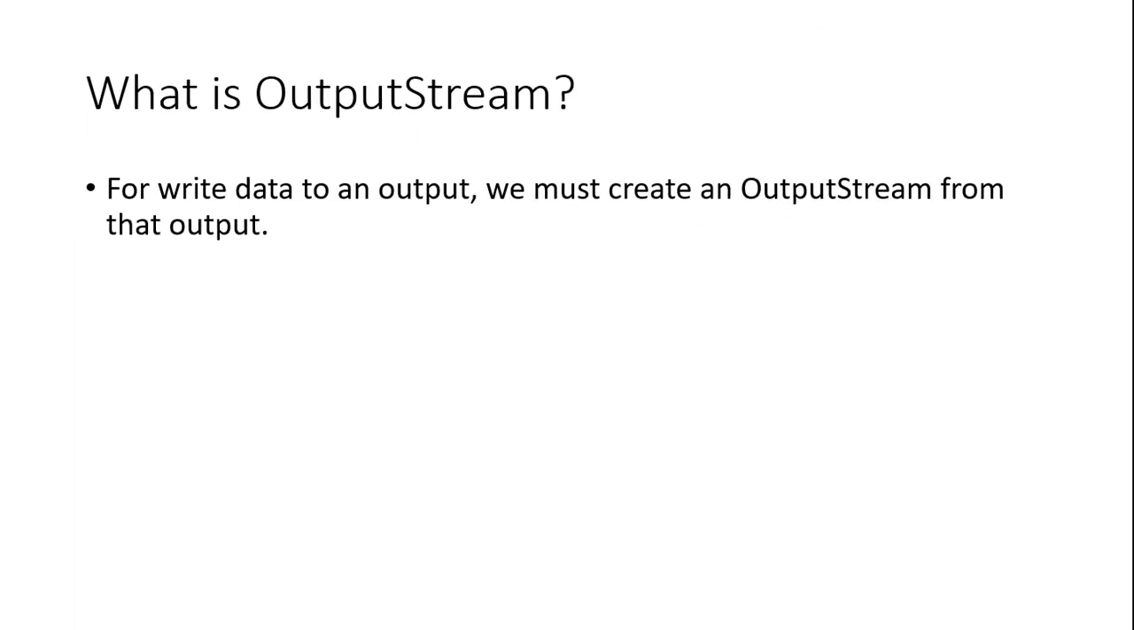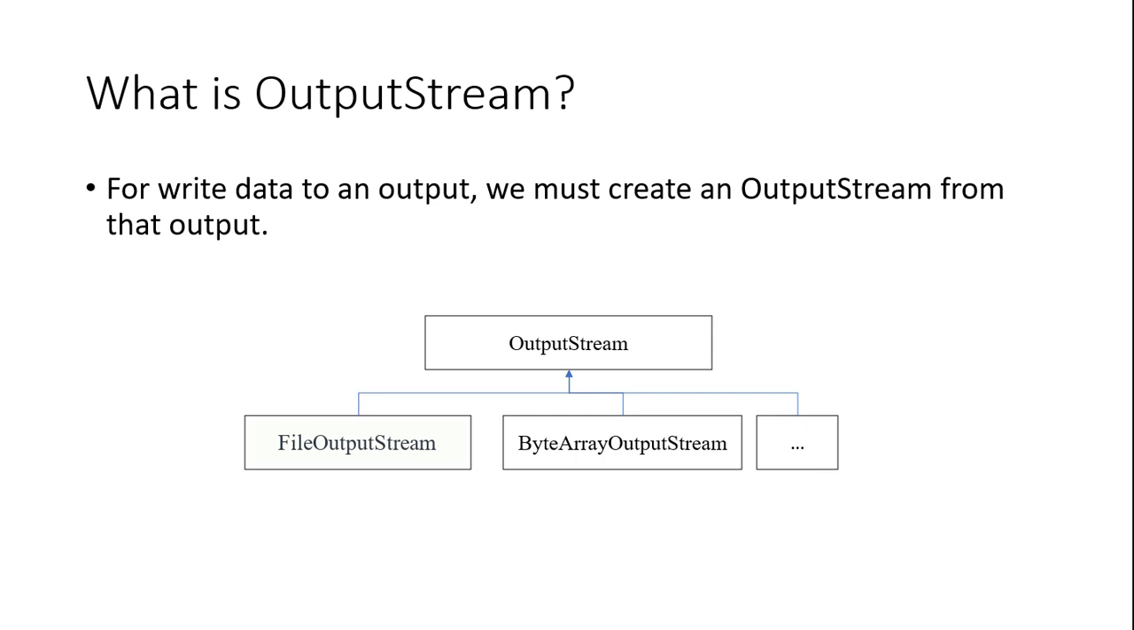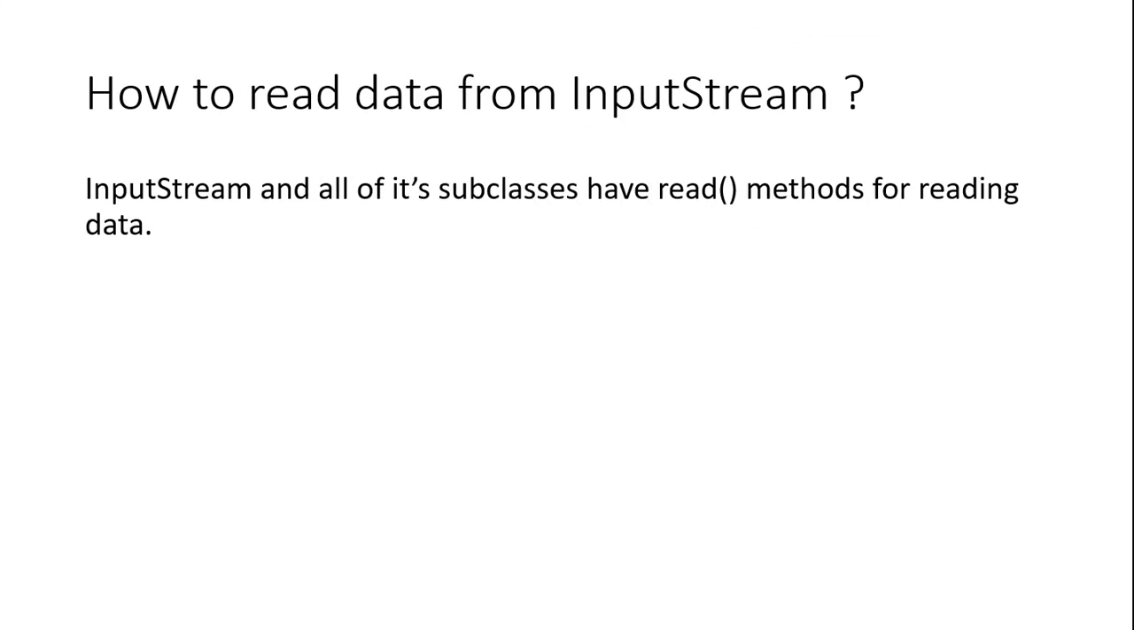On the other hand, to write data to an output, we must create an output stream from that output. OutputStream has subclasses corresponding to each InputStream subclass, such as FileOutputStream, ByteArrayOutputStream, and so on. InputStream and all of its subclasses have read methods for reading data.